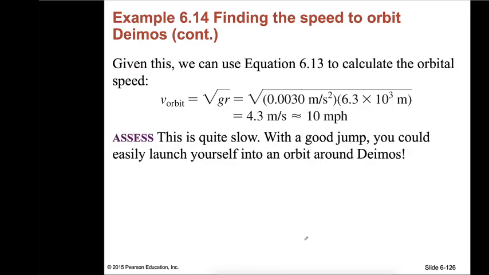And then we can use the equation to calculate the speed of the orbit on the surface of the planet, which is the square root of gr, and then you get 10 miles per hour or 4.3 meters per second. It's a very small velocity, or very slow. With a good jump, you could easily launch yourself into an orbit around Deimos.